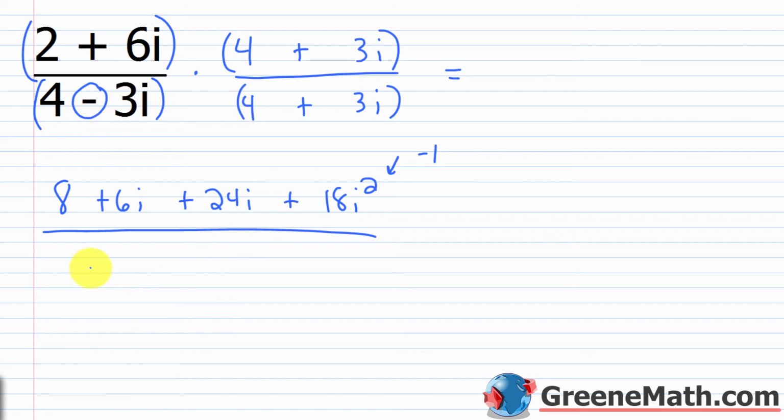So 4 times 4 is 16. The outer, 4 times 3i is plus 12i. The inner, negative 3i times 4 is minus 12i. And the last, negative 3i times 3i would be minus 9i squared. Again, this i squared here has a value of negative 1. So keep that in mind.